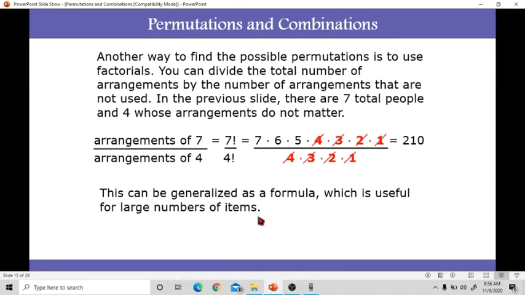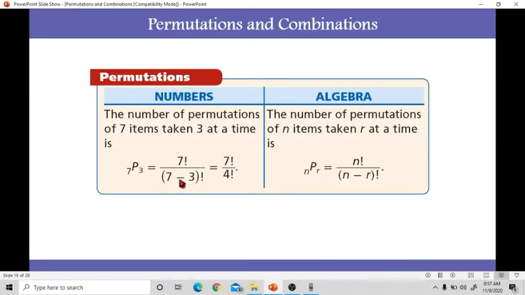This can be generalized as a formula, which is useful for large number of items. Okay, permutation. The number of permutations of 7 items taken 3 at a time is 7P3 equals 7 factorial all over 7 minus 3 factorial. It is equal to 7 factorial all over 4 factorial. Okay? Meron tayong formula para dito. It is nPr, n taken r at a time, equals n factorial all over n minus r factorial. Okay, yung n is the total number of items. Then yung r is yung i-arrange natin.